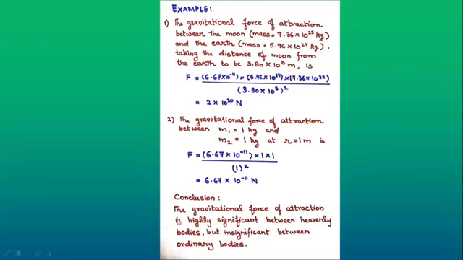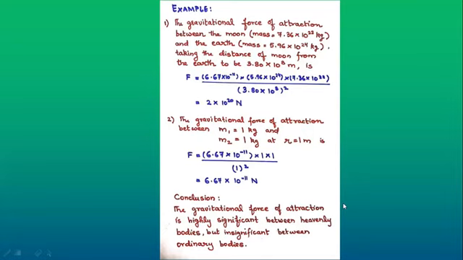Thus, what is the conclusion after these two calculations? It was concluded that the gravitational force of attraction is highly significant between heavenly bodies, but it is insignificant between ordinary bodies. We should also know that this gravitational force between two bodies is always of attractive nature. It is always attractive in nature.